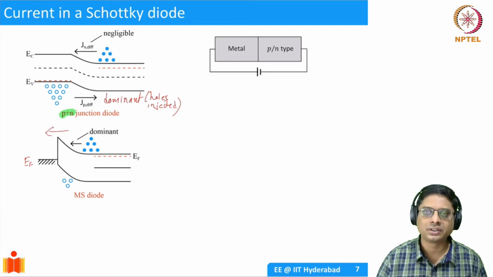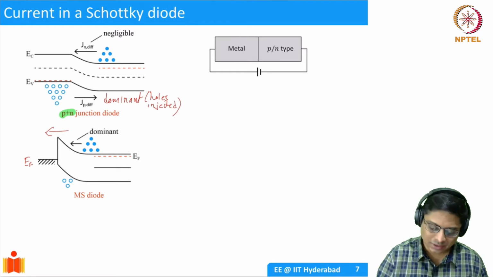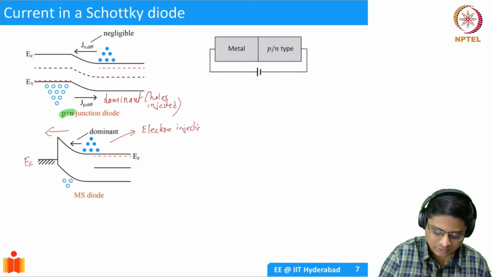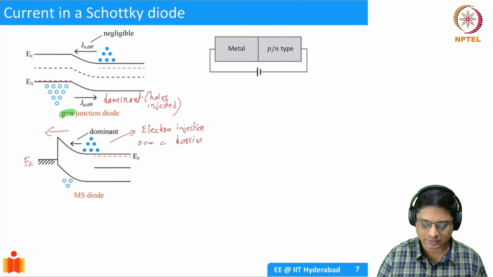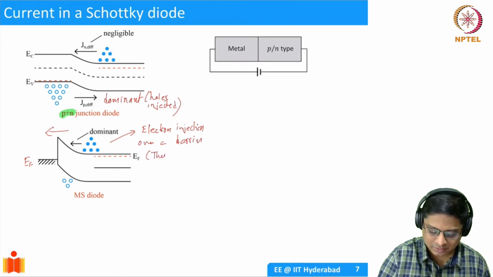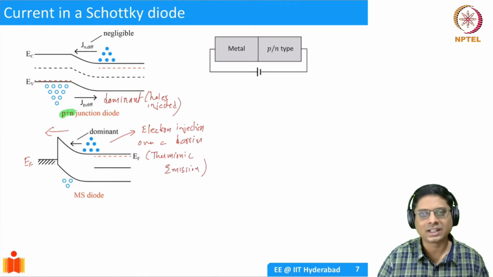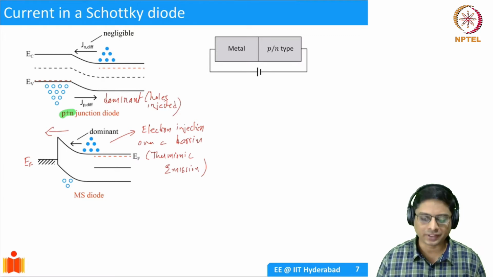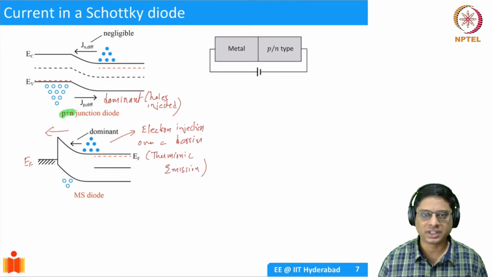So this sort of a mechanism is not minority carrier injection. It's actually electron injection, I would say, over a barrier. Okay. And this sort of a process is called thermionic emission. Okay. Simply saying that electron is going to cross a barrier and go into the other side. Okay. So this is fundamentally different from what you see in a regular PN junction.